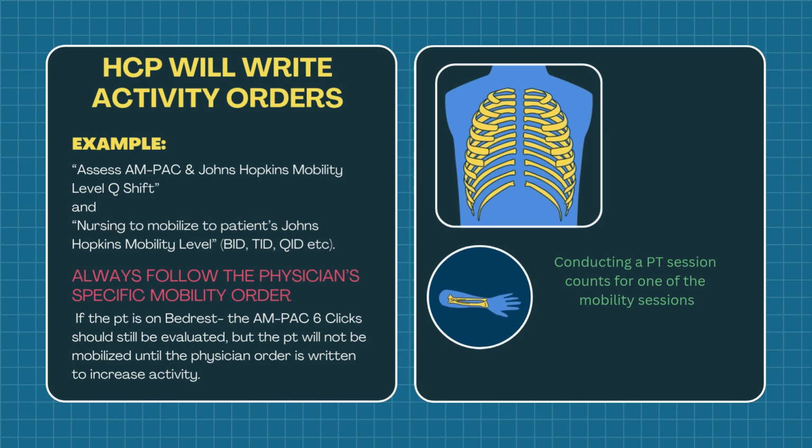Always follow your provider-specific mobility order, in particular in relation to orthopedic surgeons. Whatever orders they put in regarding that particular body part, always follow that order. If the patient is on bed rest, the AMPAC 6 clicks can still be evaluated. Regarding the frequency, when physical therapy does a session, that will count towards the total number of mobility sessions for that day.